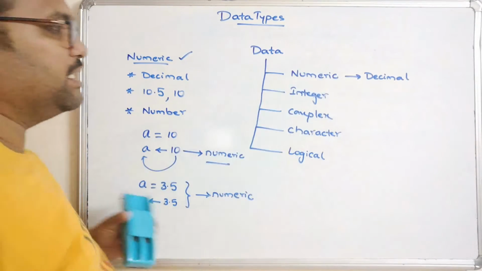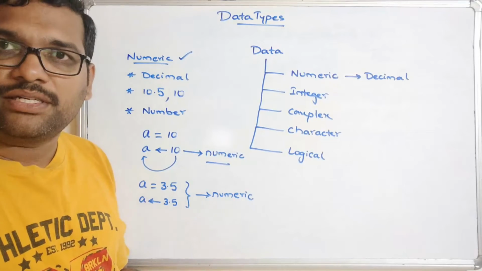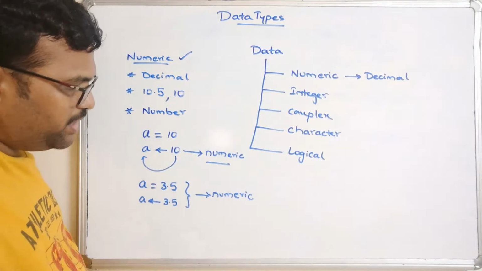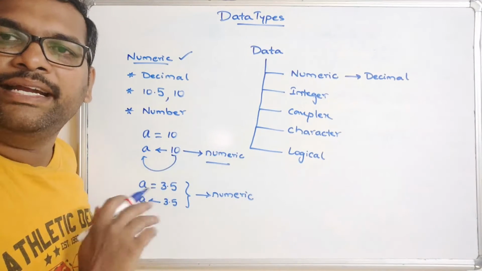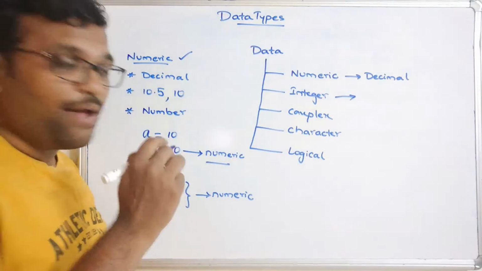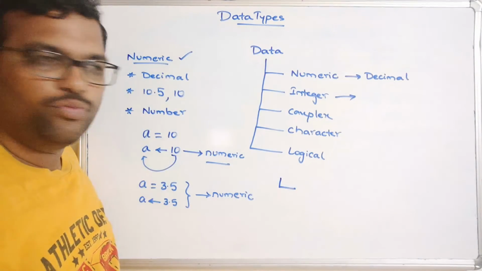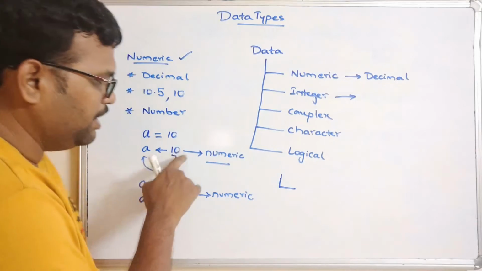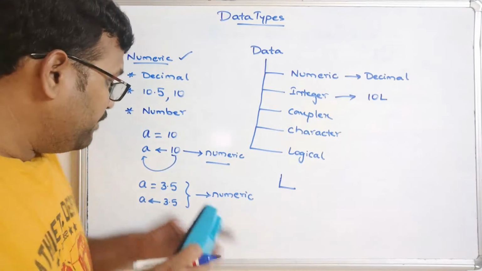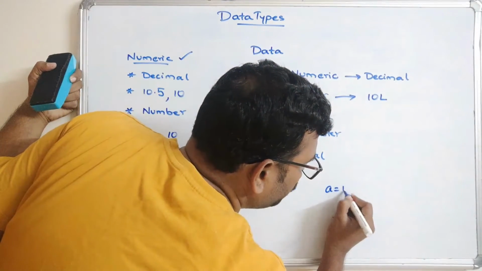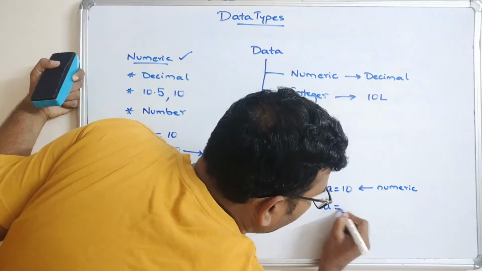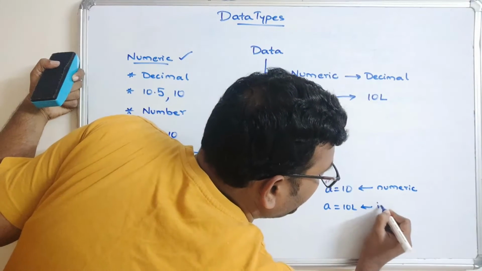See, the next one is integer. We know that integers are only whole numbers, so decimal points will not be accepted in integers. So how can we differentiate whether 10 is numeric or integer? All the integers will have L at the end of the number, which indicates an integer. For example, 10L is an integer data type. If you assign a is equal to 10, that will be a numeric data type. If the same thing a is equal to 10L, that will be an integer data type.